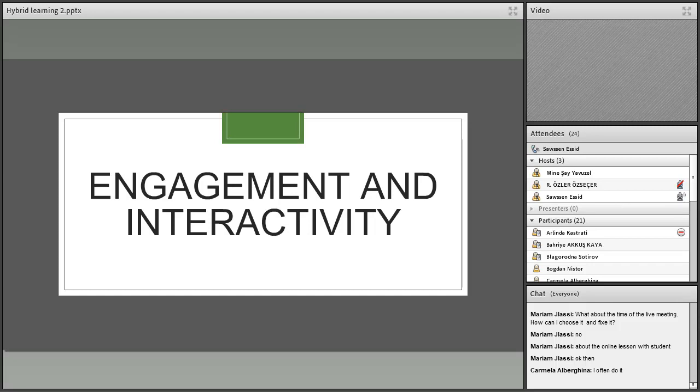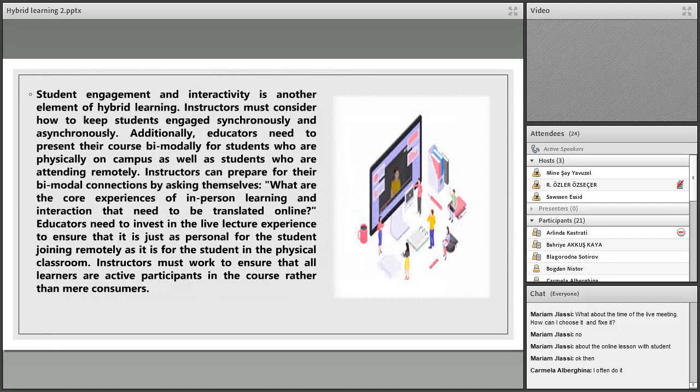Now, after that, we have a very important key element, which is engagement and interactivity. How to keep the students engaged, how to keep them concentrated with you, and how to interact with you as a teacher and with their peers. Students' engagement and interactivity is basically another element of hybrid learning. So the teacher should consider, as I said, how to keep students engaged synchronously and asynchronously.